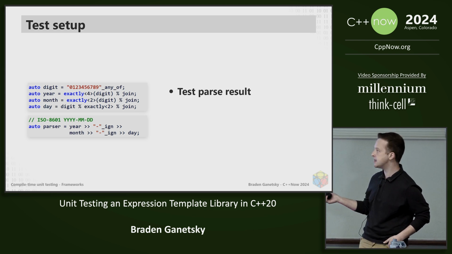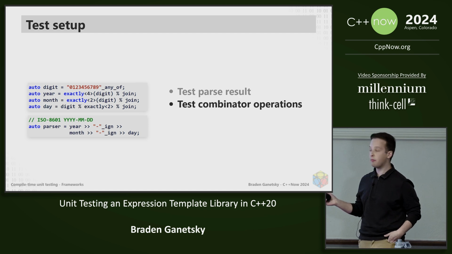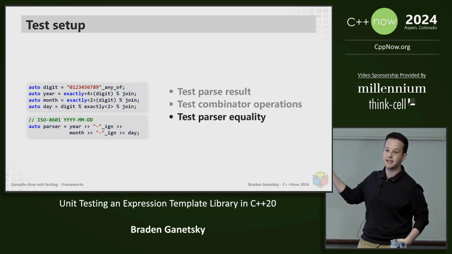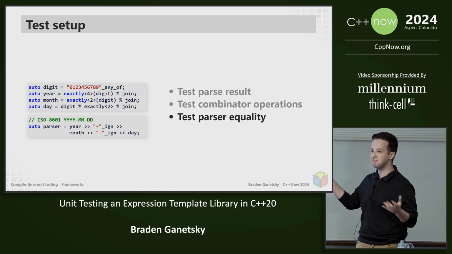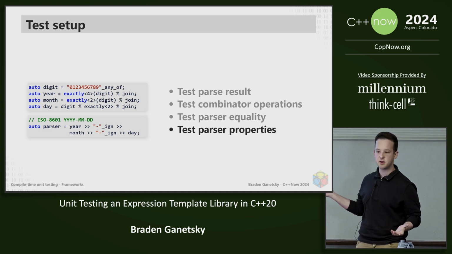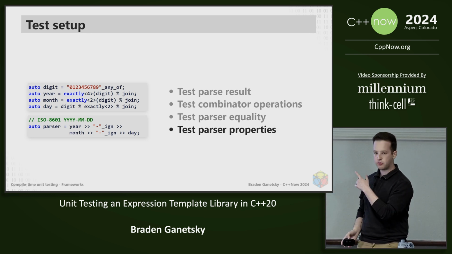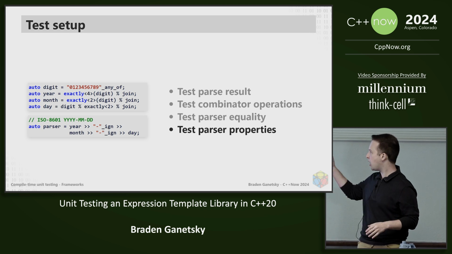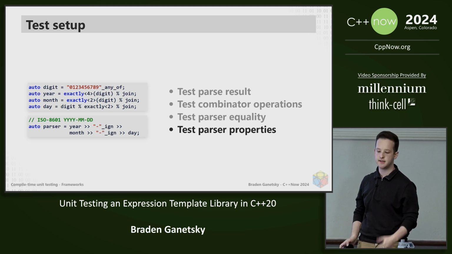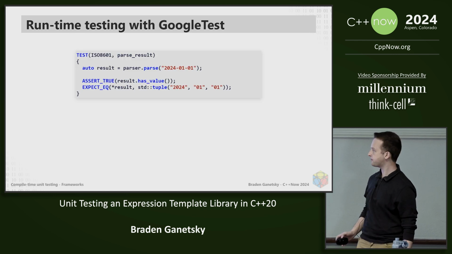I can test the parse result. I can test the combinator operations. I can test parser equality, like month and day. They should be equal, but who knows? And then I can test parser properties. The bottom three of these are strictly compile time in my library, but the parse result is runtime and compile time. So I'll start with Google Test, and I'll start with runtime testing.